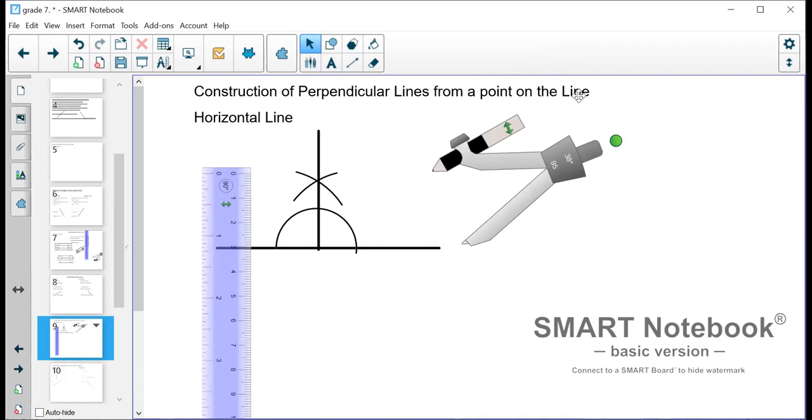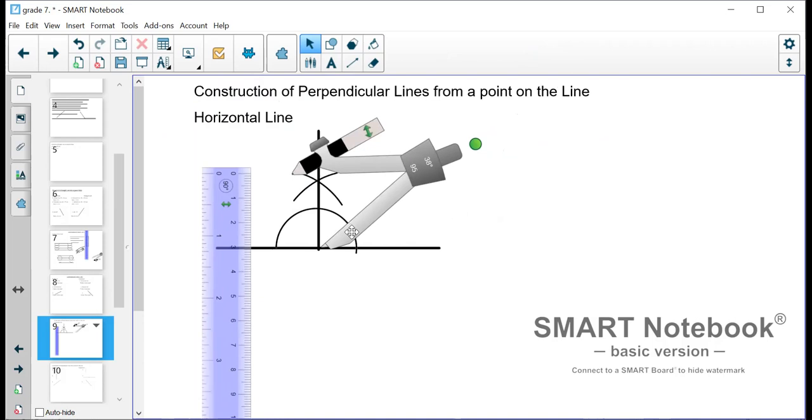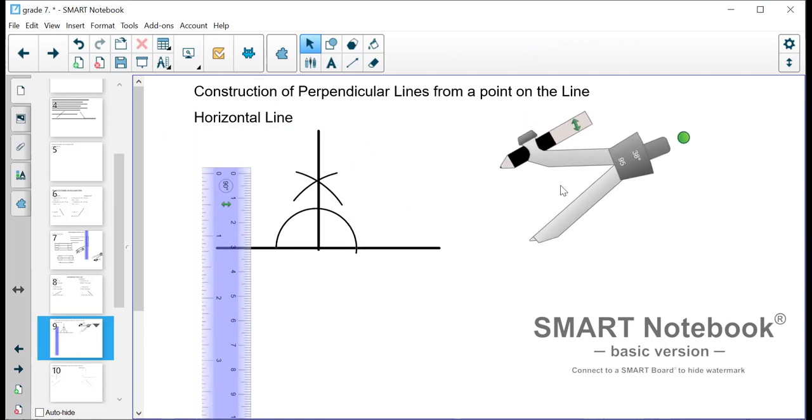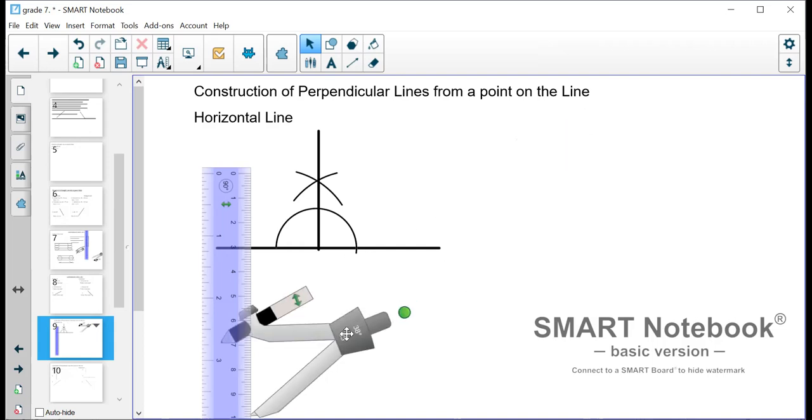Now, what I forgot to mention is that the topic states construction of perpendicular line from a point on the line, right? So we are drawing it from a point on the line, right? That is why I told you to place the compass point on the line and then draw the semicircle or the arc. All right, because the next construction is where we will construct a perpendicular line from a point off the line. All right, so this one is slightly different.